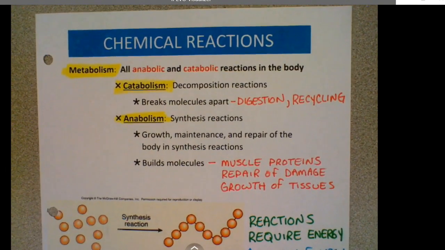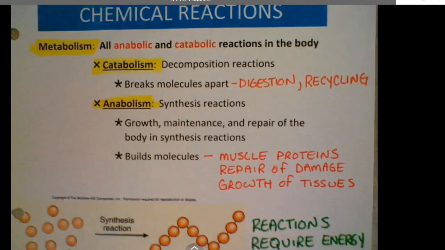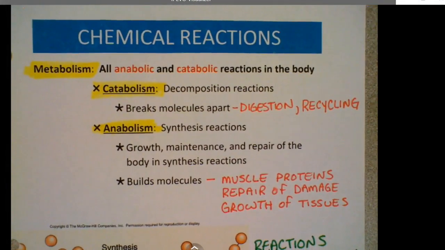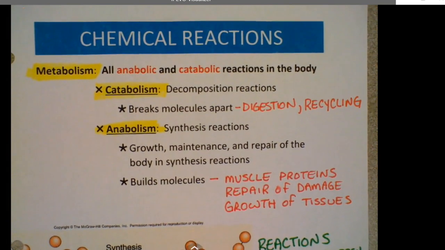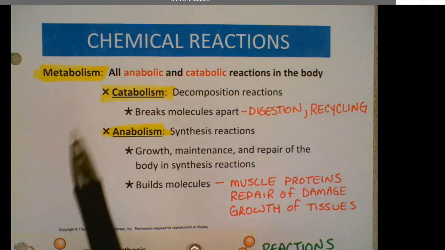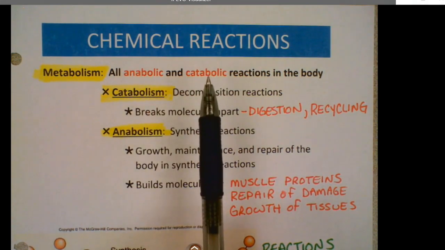When you think of chemical reactions, think of all of those chemical processes that are going on in your body to perform some kind of function. Now, when this occurs, we have a word for it. It's called metabolism. So metabolism is all your chemical reactions. Now, there are two kinds of chemical reactions: anabolic and catabolic reactions.